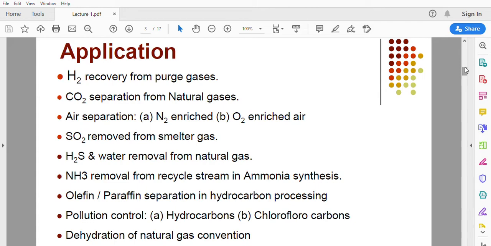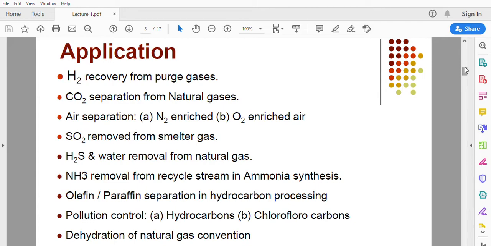In air, the concentration of oxygen is around 21%. So for increasing the concentration from 21% to 35%, we can use the membrane based process, because here the requirement is only to enrich the concentration of oxygen. You need not separate the oxygen and nitrogen entirely. You just want to enrich the concentration of oxygen. So for this purpose you can efficiently use the membrane based process.